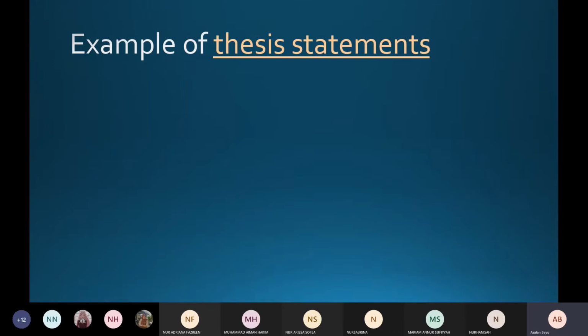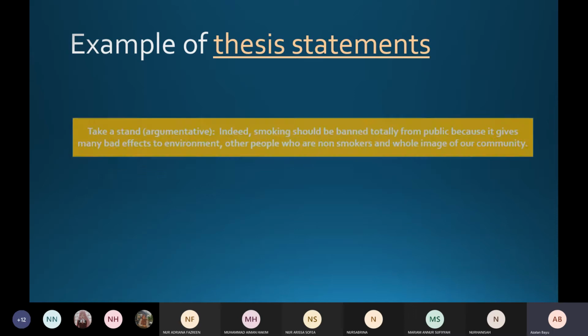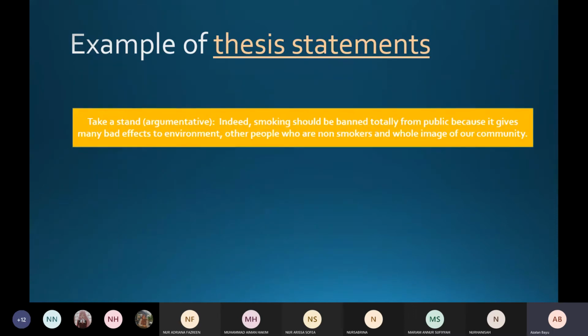Example of thesis statement. Kita akan go through setiap discursive, argumentative and problem solution. Kini I ambil argumentative dulu, where you have to take a stand. Indeed, okay, tadi sama smoking. Smoking should be banned totally from public because it gives many bad effects to the environment, other people who are non-smokers and whole image of our community. Mana I dapat semua ni? Ini adalah gabungan daripada you punya main point 1, main point 2 and main point 3, which is effect to environment, other people and the image of our community. So I gabungkan, I buat satu ayat. Inilah kita panggil thesis statement.